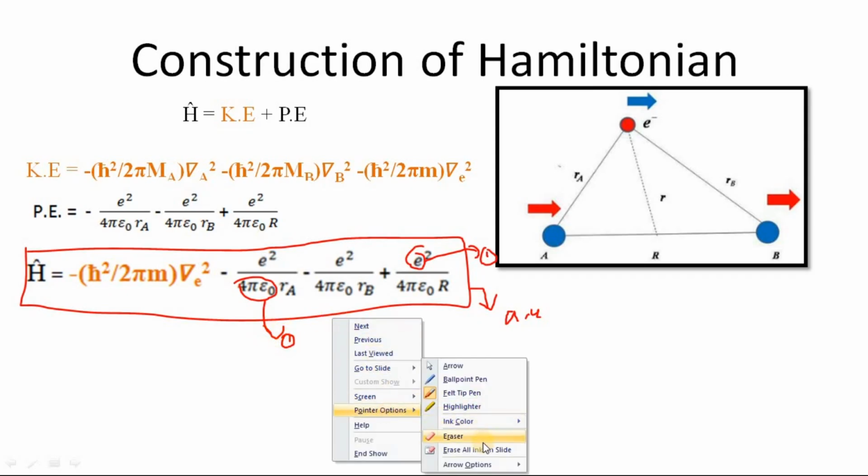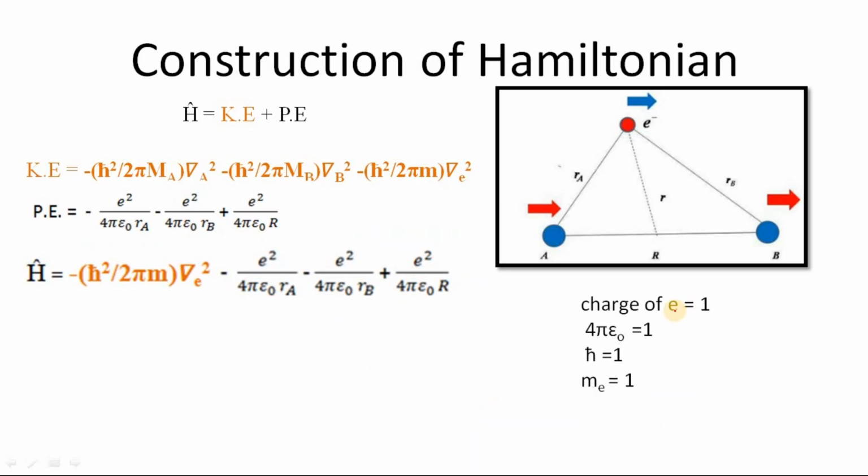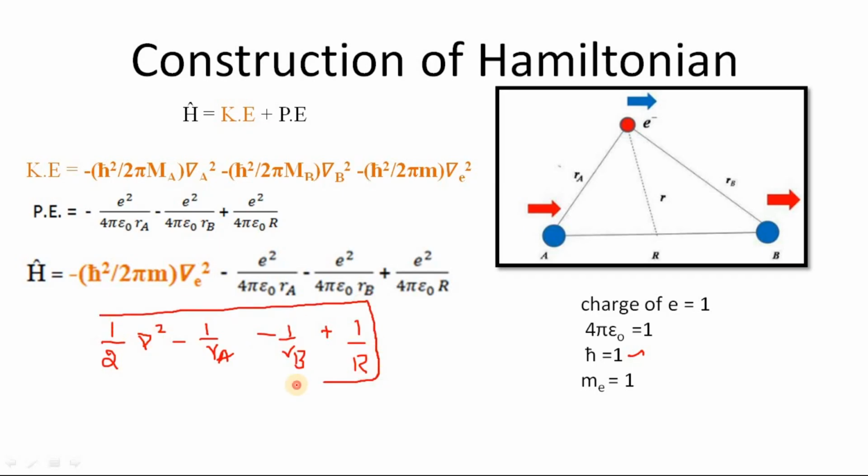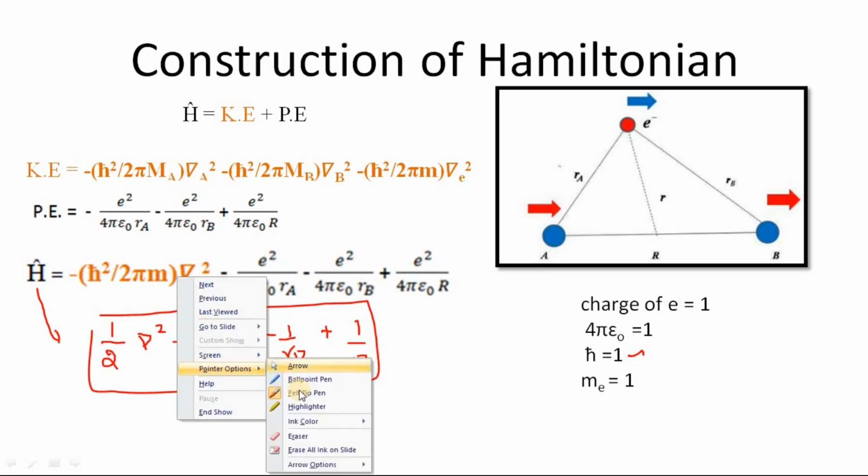Fine. Now, we presume the charge of the electron is 1, 4 pi epsilon is 1, even the h cross value is also 1, and the mass of the electron is also 1. Now, by doing this, what really happens is the h cross becomes 1, and this is simply 1/2 del square, and 4 pi epsilon will vanish, so we will be having 1 divided by RA, and this will be 1 divided by RB, and this will be simply 1 divided by capital R. This is the very simplified Hamiltonian for the hydrogen ion.